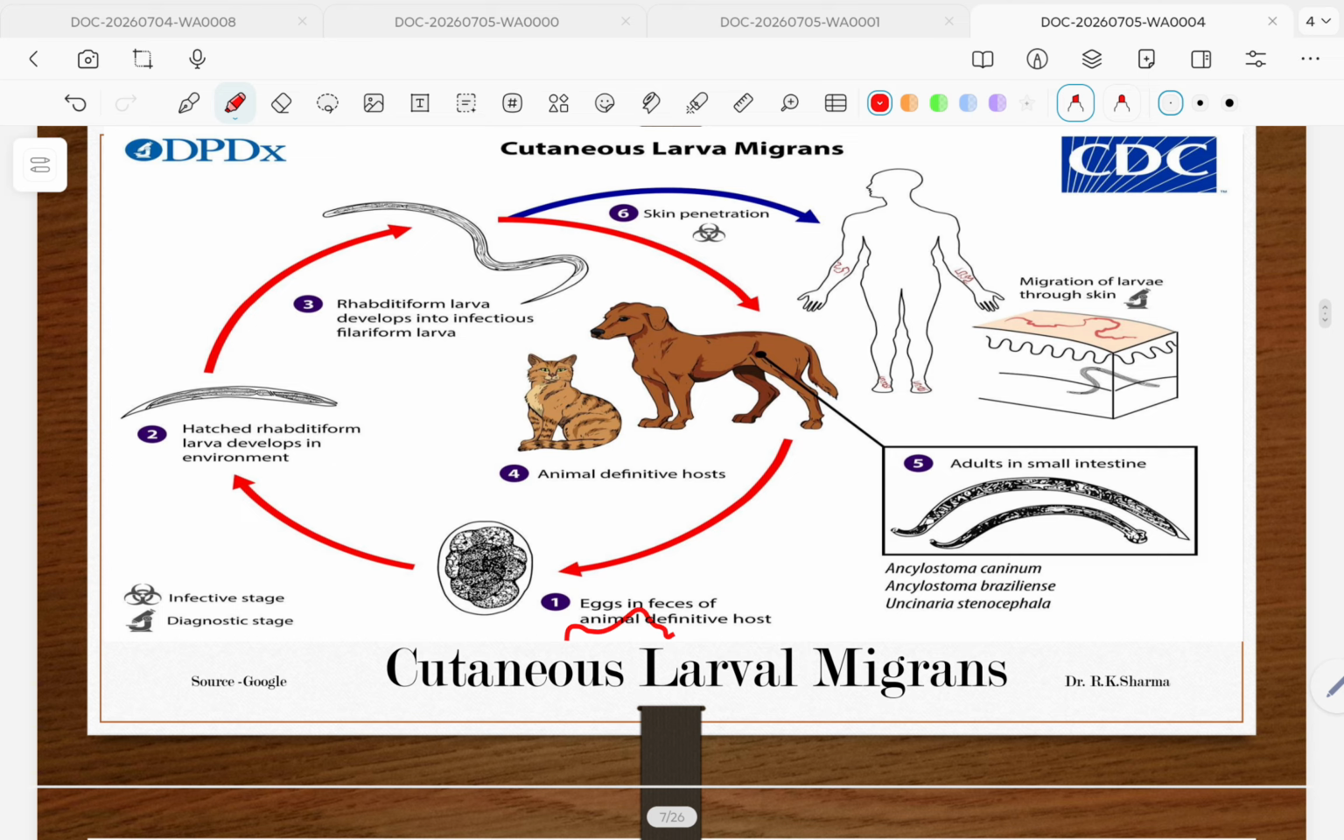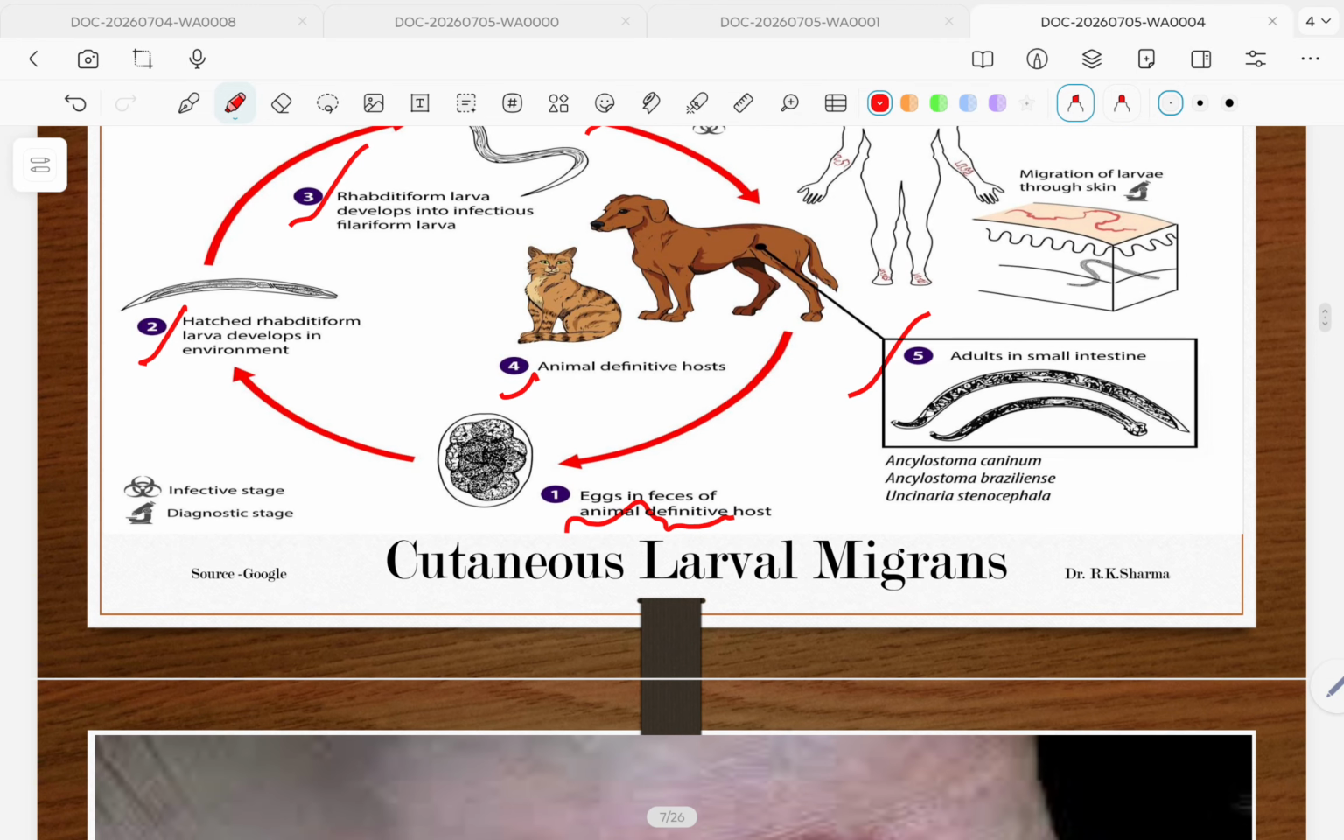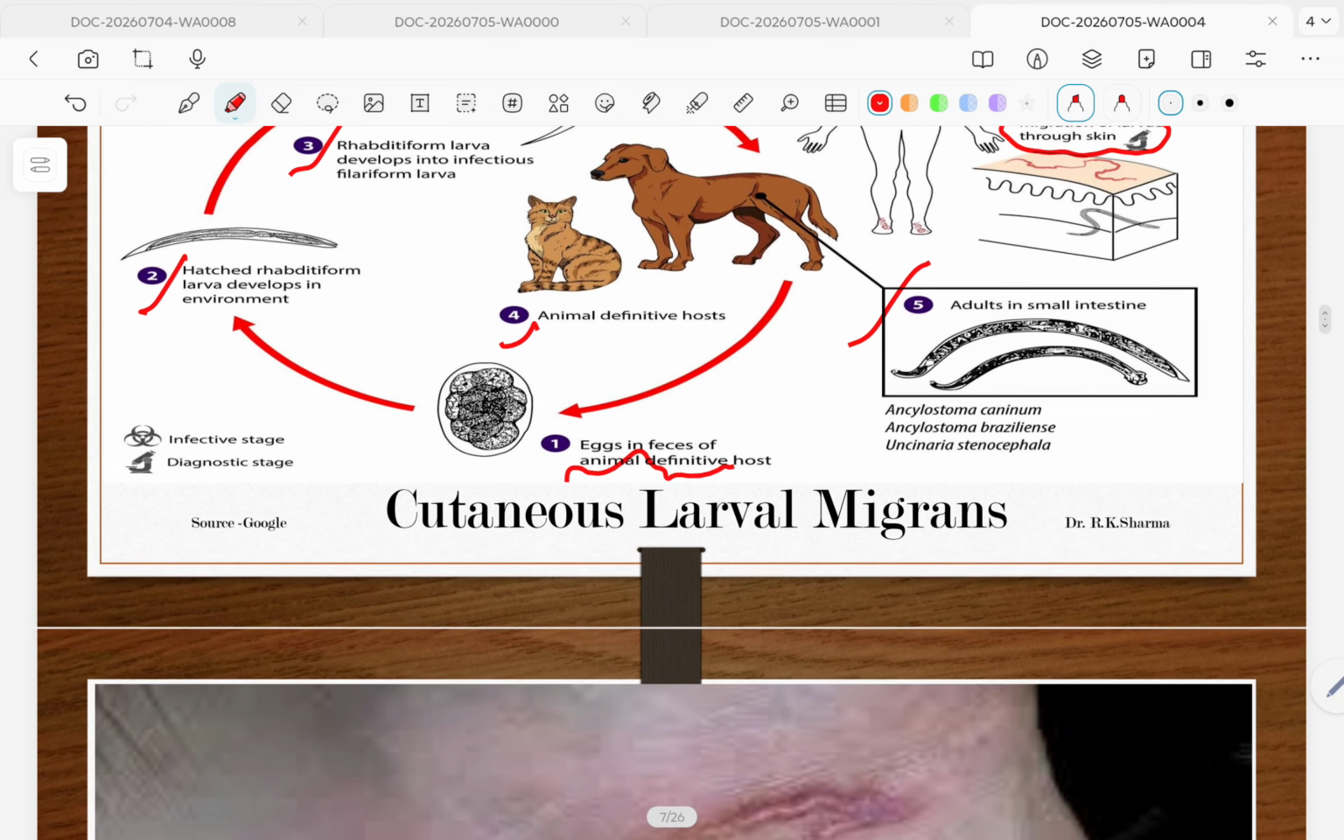Eggs in feces of the animal definitive host. Rhabditiform larvae develop in the environment. Rhabditiform larvae develop into infective filariform larvae. Animal definitive host: adult in the small intestine. Skin penetration. Migration of larva through skin.